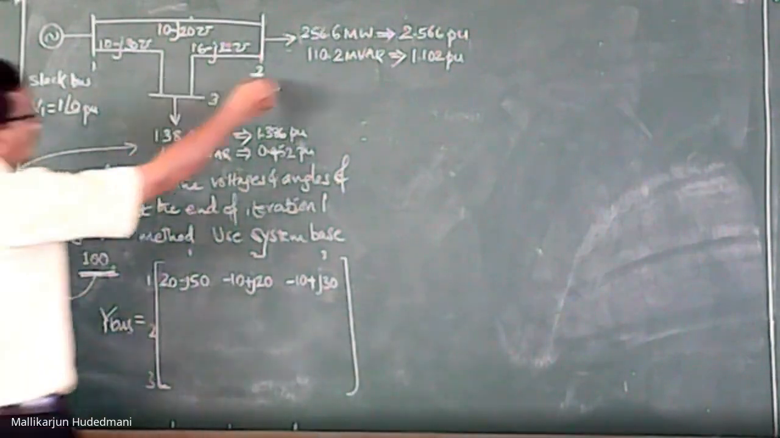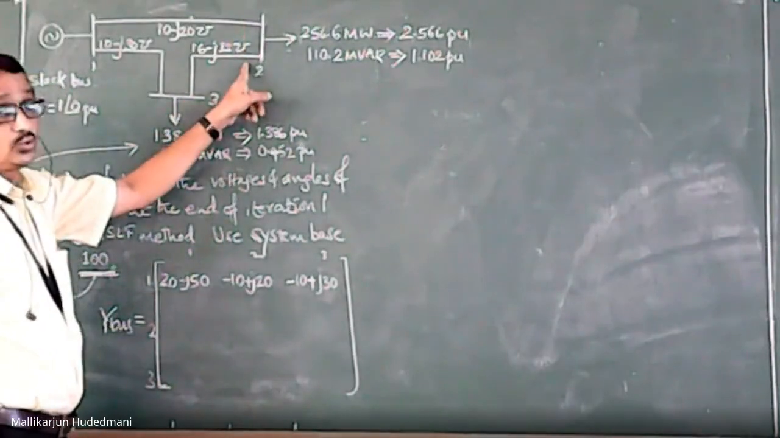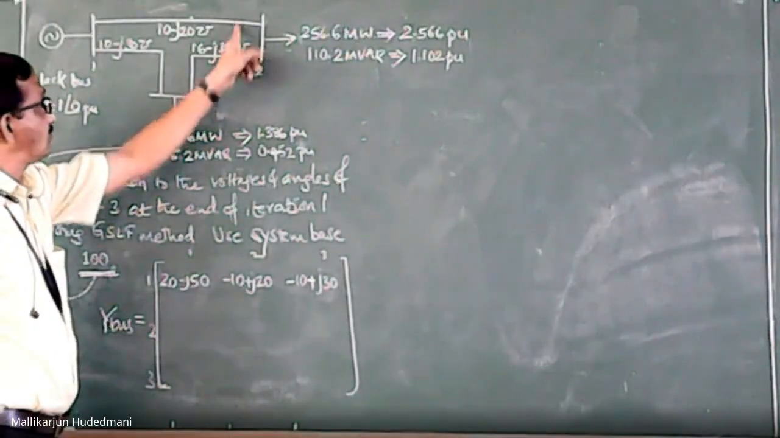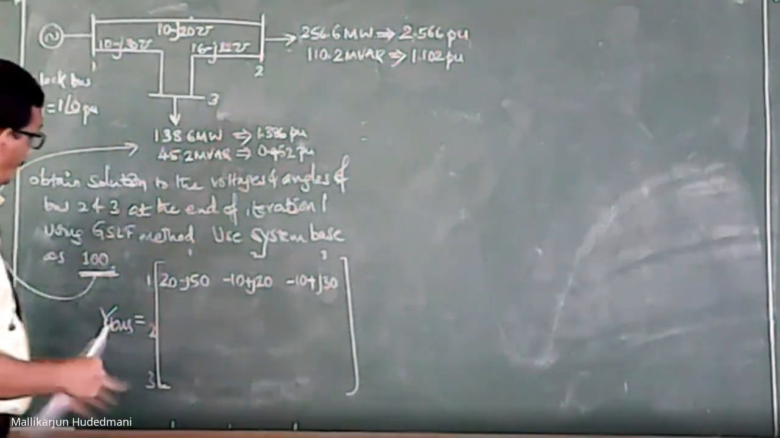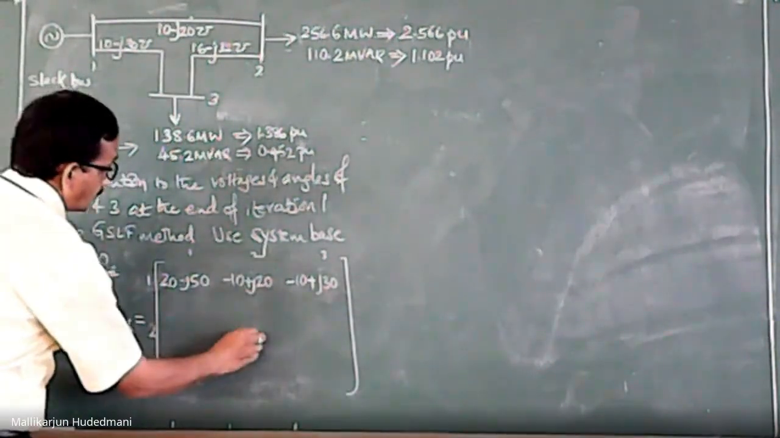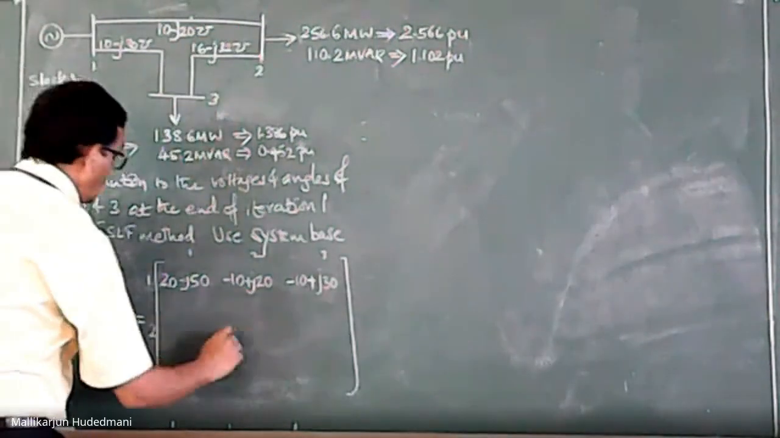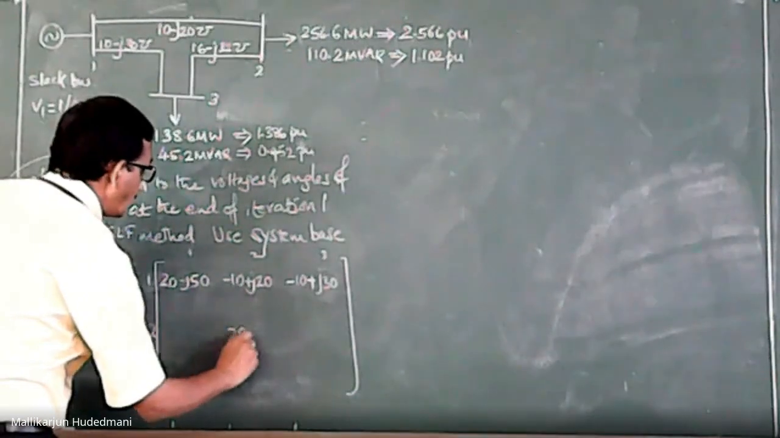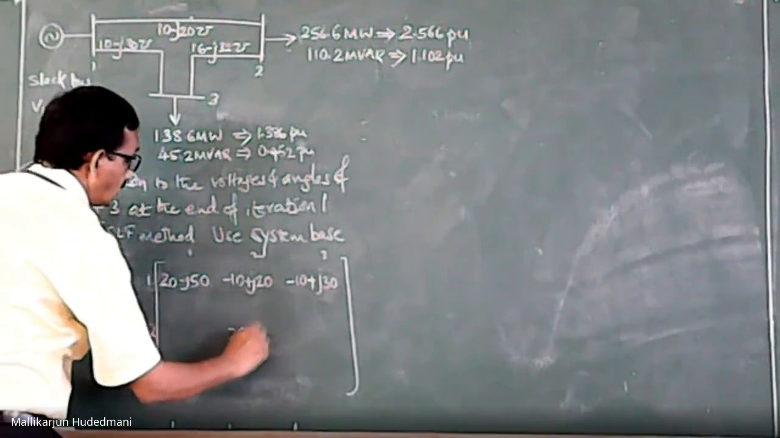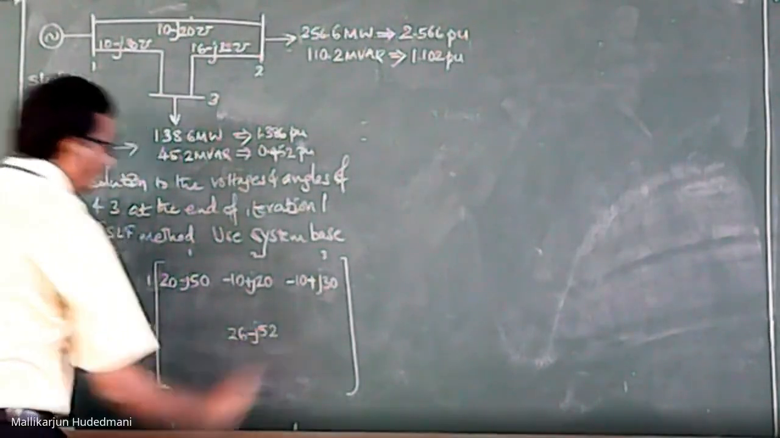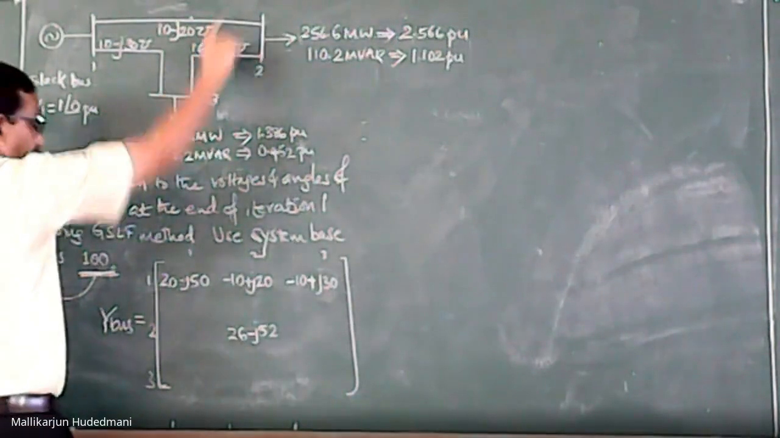I go to bus number 2. I stand here. How many lines are here? 1, 2. What is Y22 for me? Y22 is the sum of these two. What is 10 and 16? 26. So 2 cross 2 at this position is the sum of these two. 10 plus 16, 26. And it is 20 and 32, minus j 52. It is Y22. Add these two, place them here.